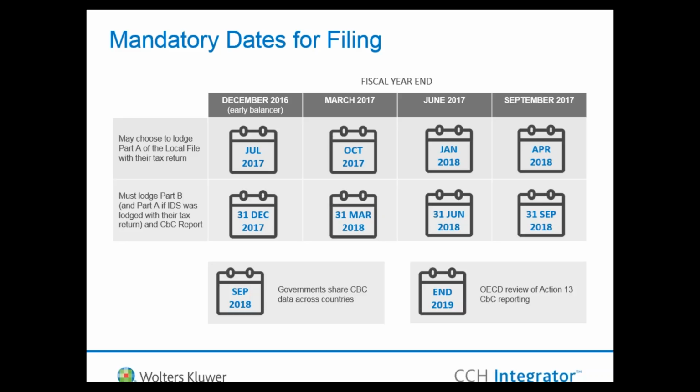file. If you choose to lodge your IDS with your tax return in July, you will need to lodge Part A, Part B, your master file, and your financial accounts in December. So you have an advantage there over further compliance duplication.